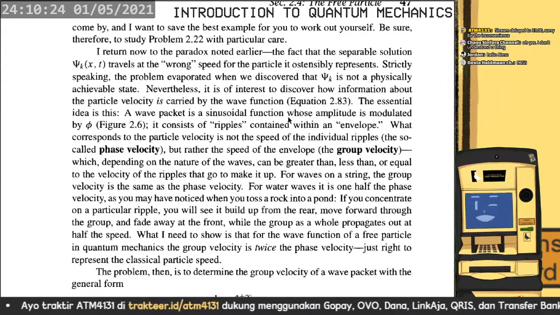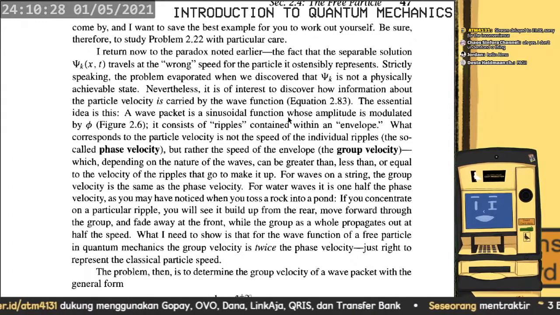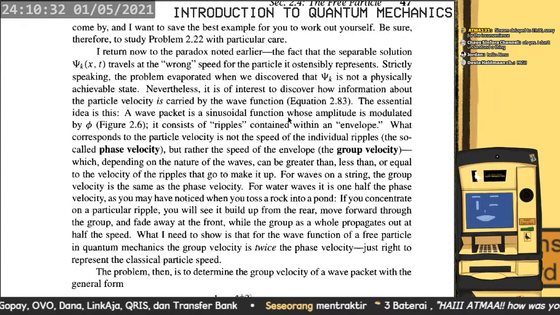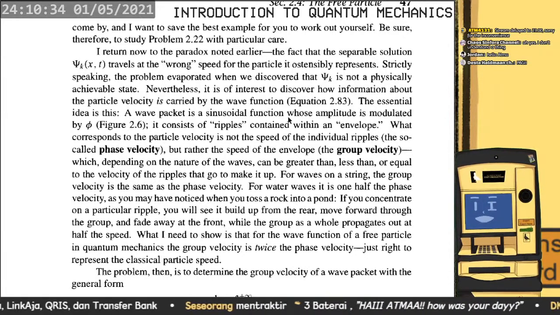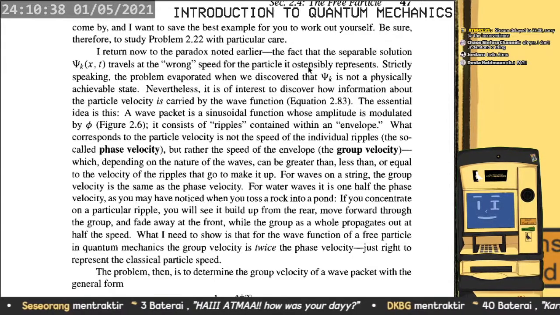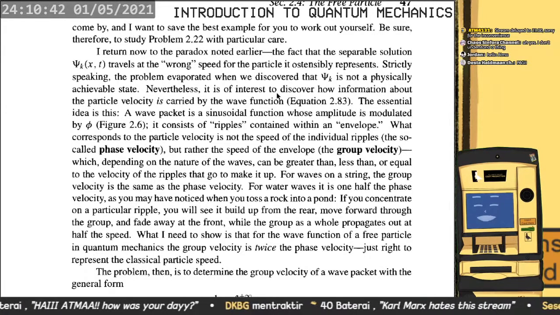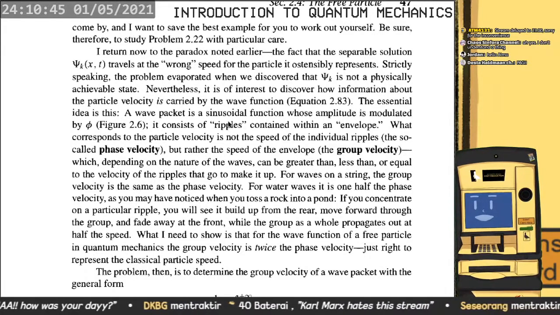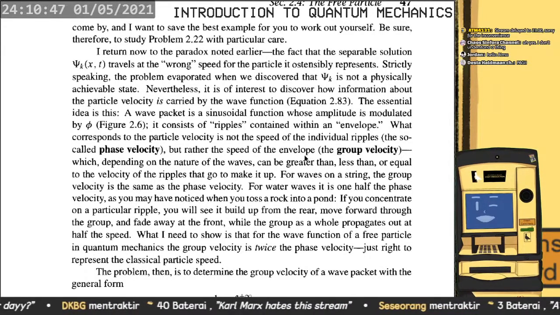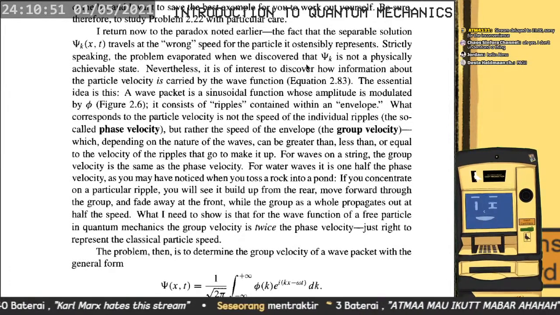The essential idea is this: a wave packet is a sinusoidal function whose amplitude is modulated by φ. It consists of ripples contained within an envelope. What corresponds to the particle velocity is not the speed of the individual ripples, the so-called phase velocity, but rather the speed of the envelope, the group velocity. Oh yeah, I get it.